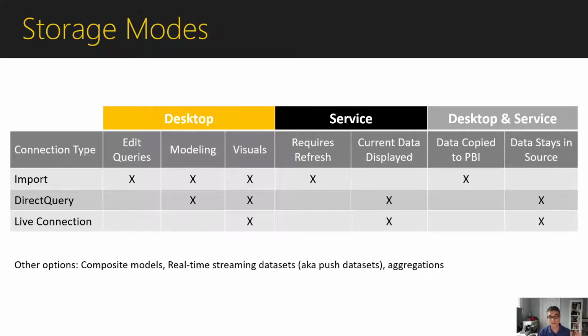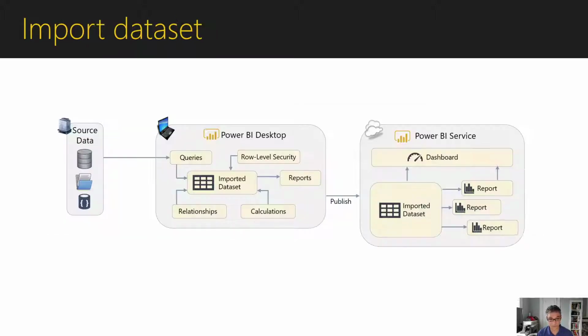So this allows you to pull in data that's much larger than can fit into that 1 gigabyte or 10 gigabyte or 400 gigabyte import level or roof that we have. And then we also have live connection that allows you to connect to Azure Analysis Services or SSIS. And then we have what's called composite models and aggregations as yet another way to store data, and I'll show those in the upcoming slides.